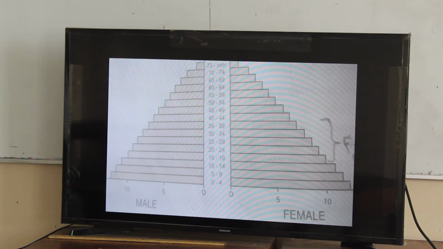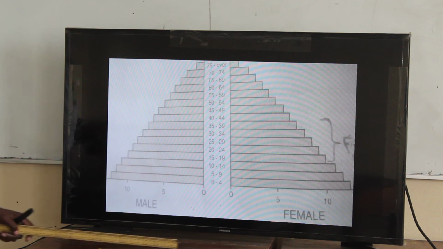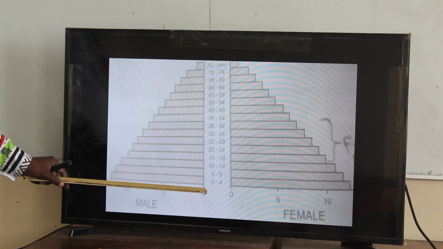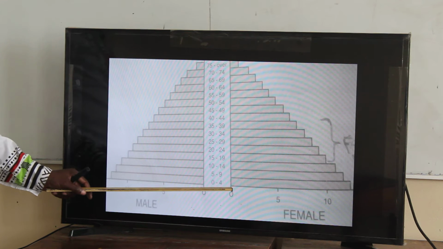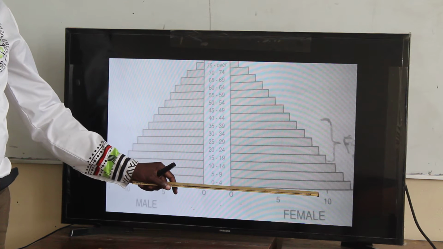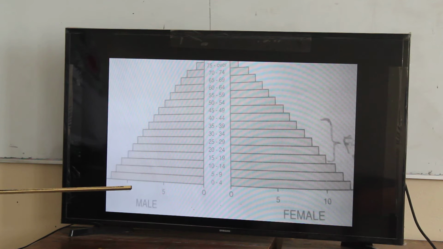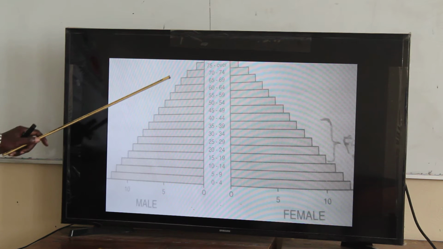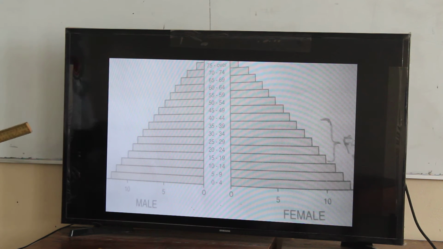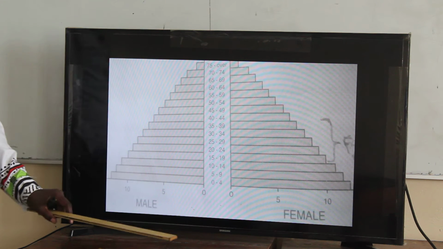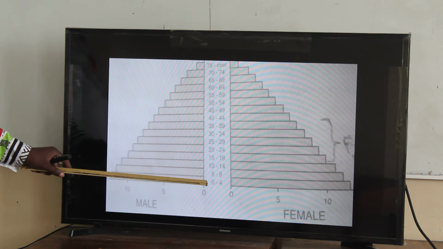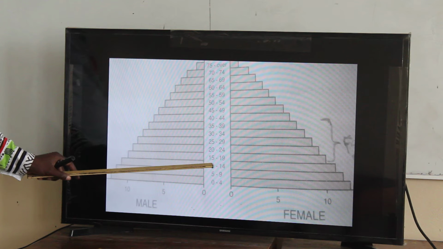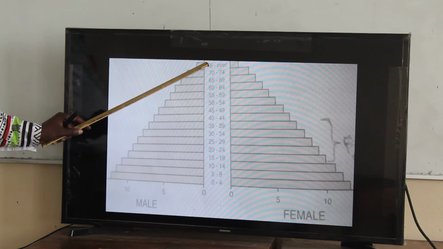So as we can see, we have a pyramid here, right? Here we have the males, then on this other side we have females. You can see this is a pyramid. As it goes up, it becomes smaller or narrower. At the base it is wide, meaning this one is the ages, between 0 to 4 years, 5 to 9, 10 to 14, up to about 75 years.